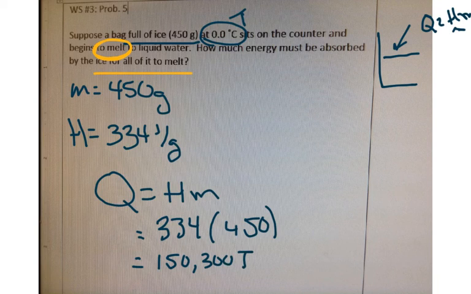150,300 joules. Now regarding sig figs, I look at all my sig figs. 450 has 2, 0.0 has, I don't know exactly how, but I guess you would say 2. And so we're going to round to 2, so it would be 1, 2. So this would round to 150,000. That's supposed to be a 5. 150,000 joules.